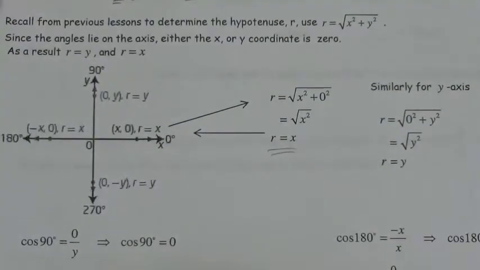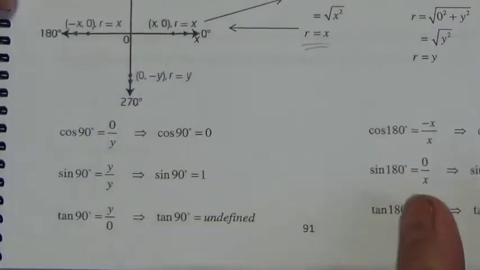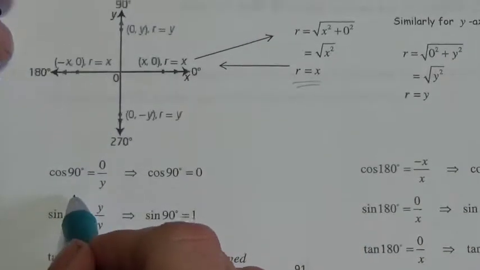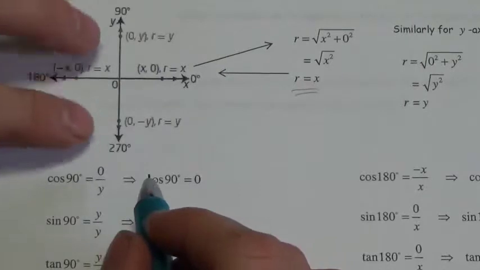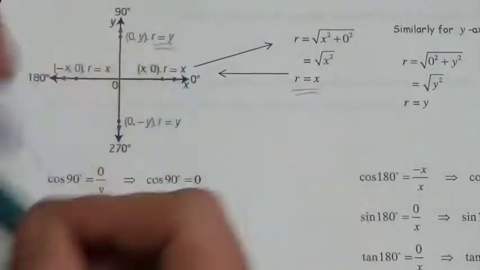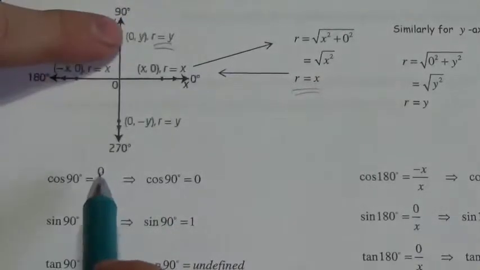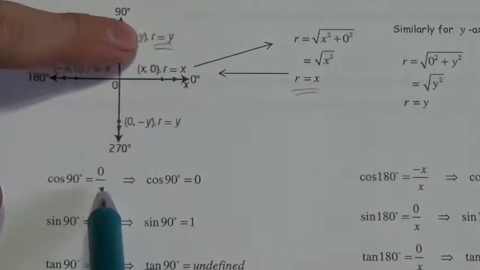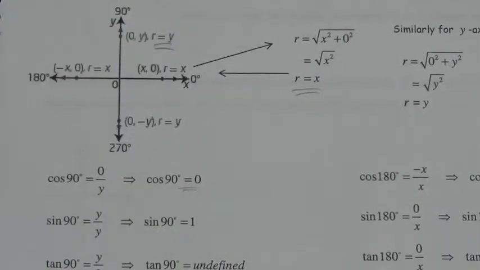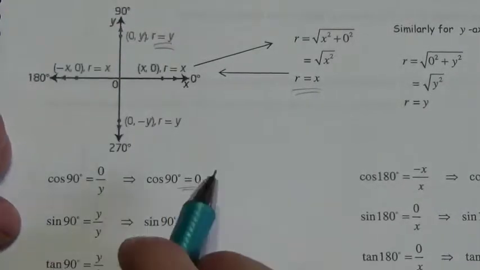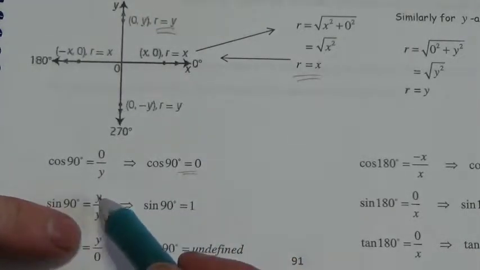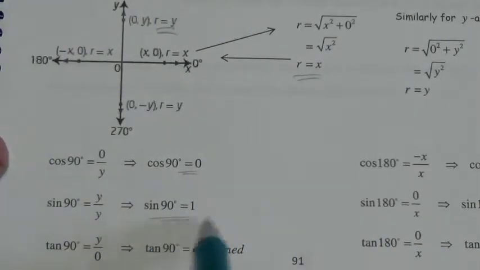Now what that does is give us a situation that looks like this. So if we're talking about the cosine of 90 degrees, bearing in mind that this is on the y-axis here, though r is equal to y, cosine is going to be x over r. So 0 over y, cosine of 90 is therefore 0. Sine is going to be y over r, but the r coordinate is y, so y over y is 1. Sine of 90 is 1.